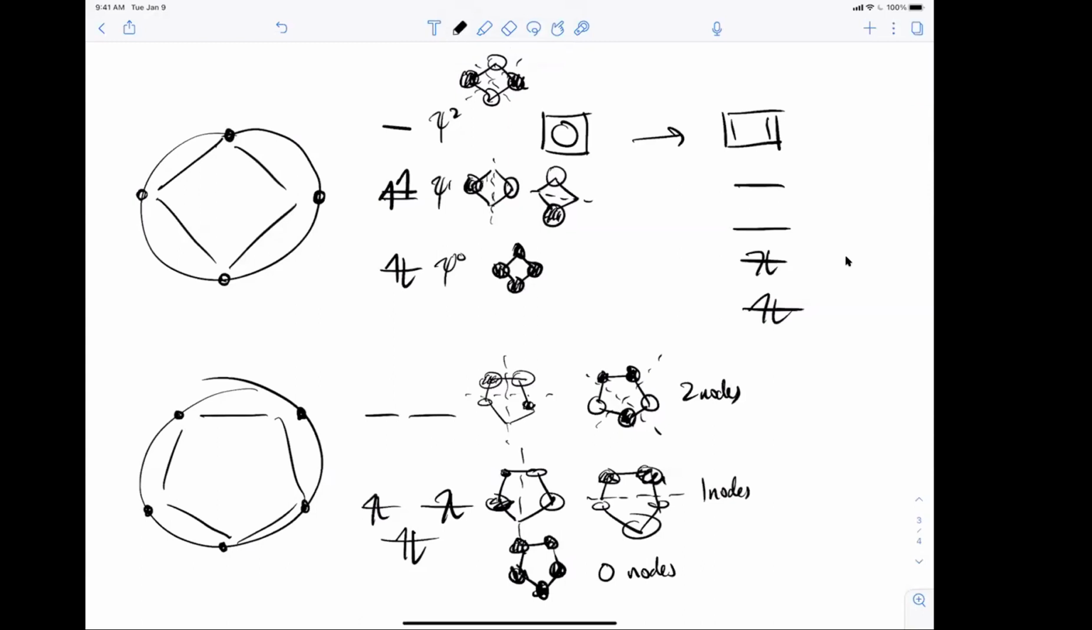Okay, and do the nodes change the energy? Does the energy raise as the nodes go up? Yes, just like in the rope.